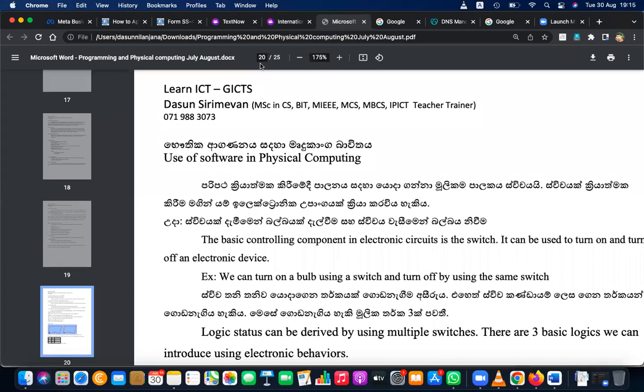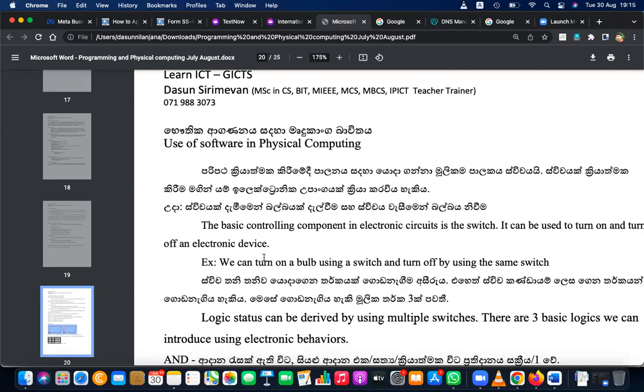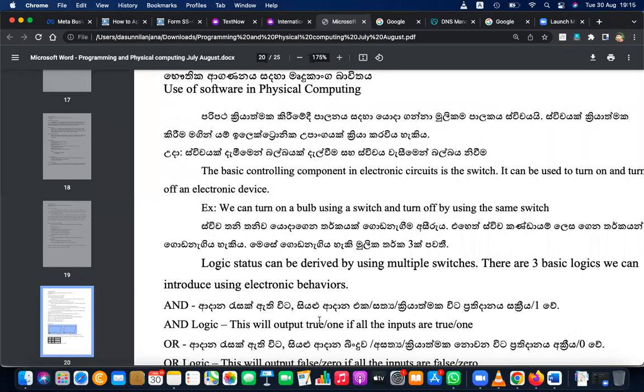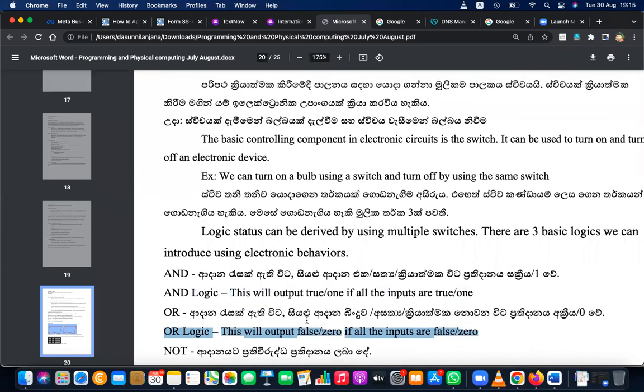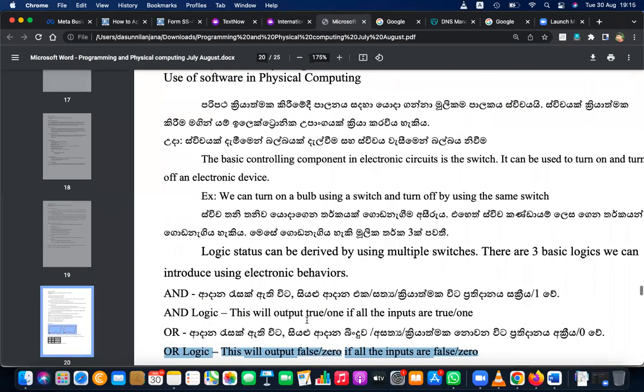That is how we should remember it. If all are 1, the AND gate will output 1, otherwise 0. That is AND. For the OR gate, if all are 0, the output is 0, otherwise 1. Okay, the reverse.